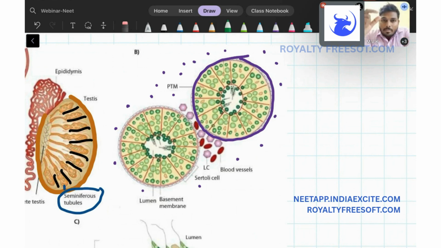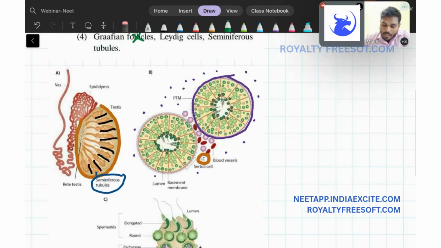Basically, from the hypothalamus, gonadotropin releasing hormone comes to the pituitary, the anterior pituitary. In response to GnRH, what happens? Our anterior pituitary starts releasing ICSH, correct? Interstitial cell stimulating hormone, which is analogous to LH in females. In response to ICSH, this Leydig cell is going to secrete testosterone, which is responsible for all the secondary male sexual characters. Leydig cells are located in the interstitial spaces.